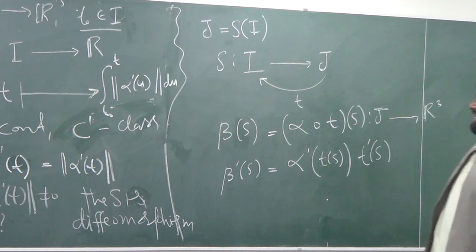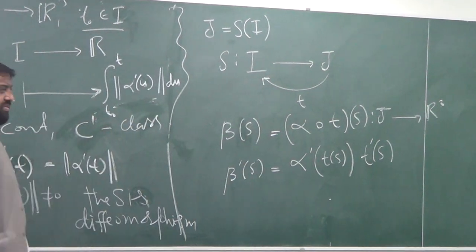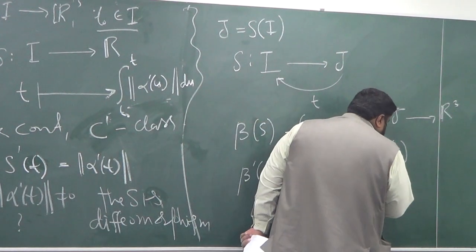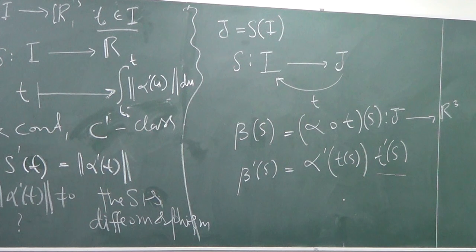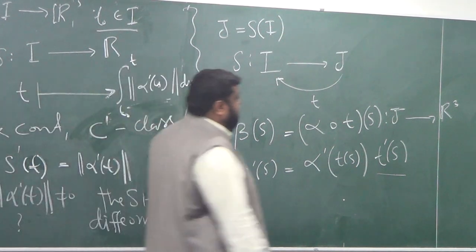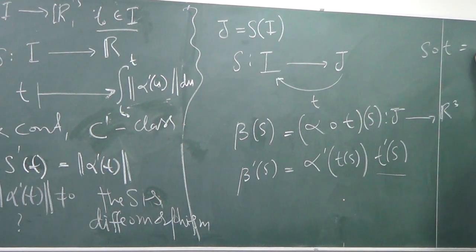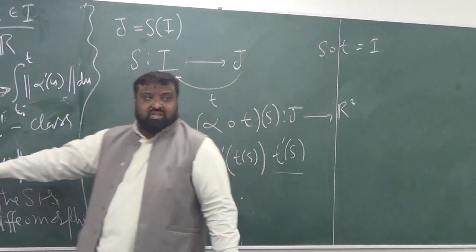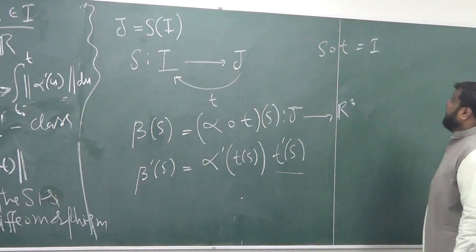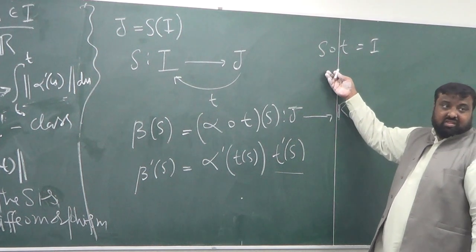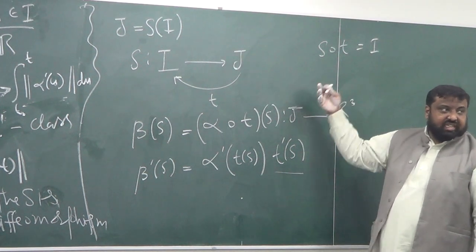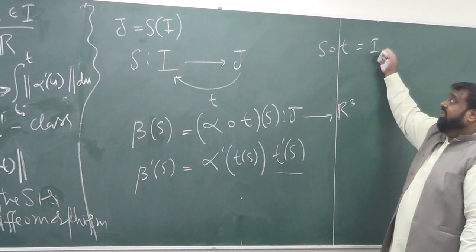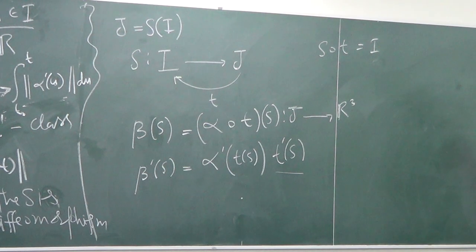Now, what I know about S prime of T is this guy. Can I have a conclusion about T prime of S? What is the relationship between S and T? The composition of S and T is the identity. They are the inverse of each other. So T is the inverse of S, and I'm saying that I know S prime of T.